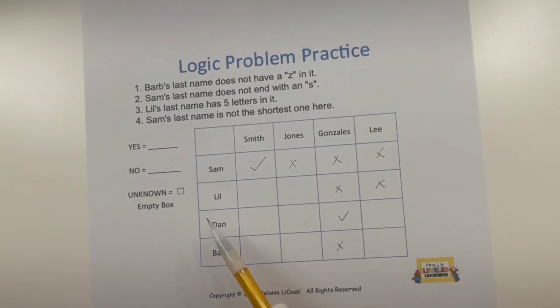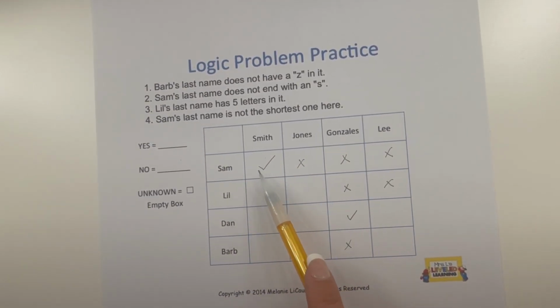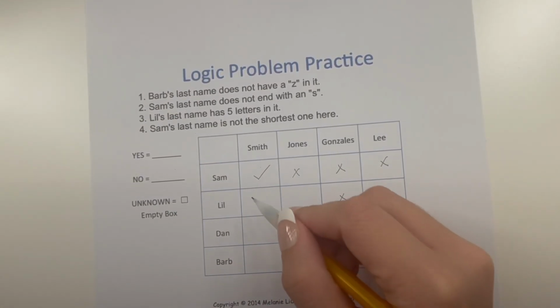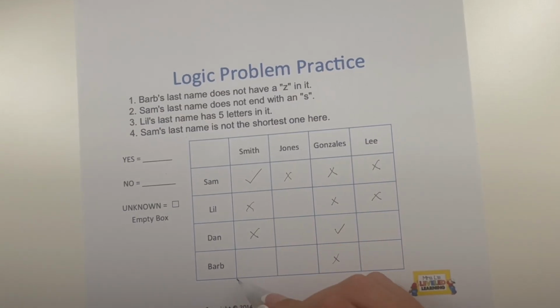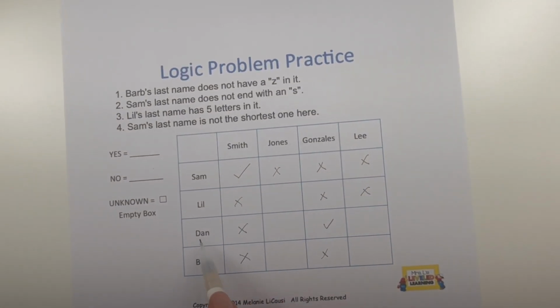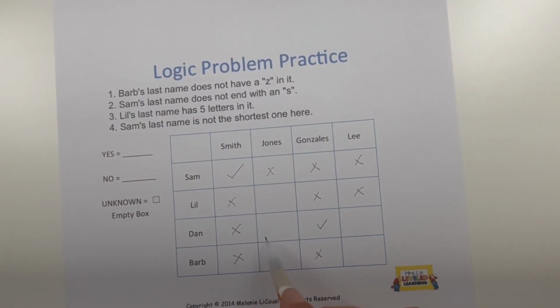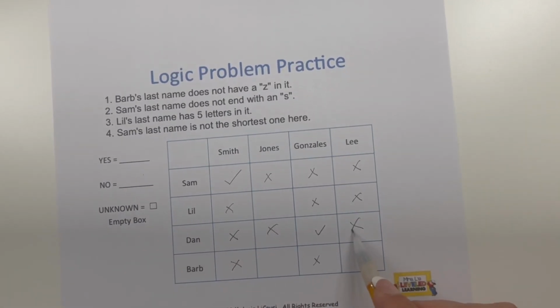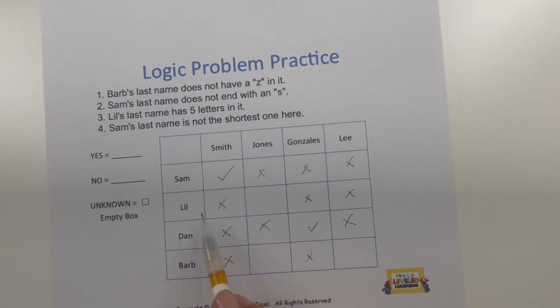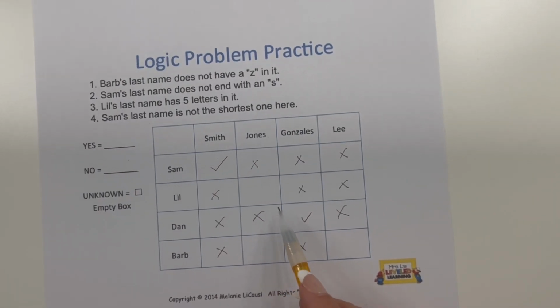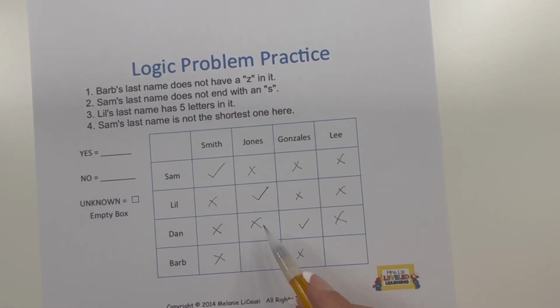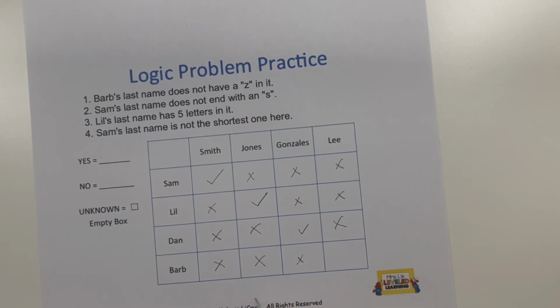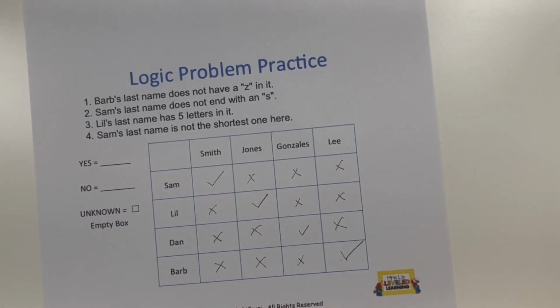So now that we know that Sam is Sam Smith, we know Lil can't be Smith, Dan can't be Smith, and Barb can't be Smith. We also know that Dan's last name is Gonzalez, so it can't be Jones and it can't be Lee. So now we see here Lil can only be Lil Jones, which means that Barb can't be Jones. Barb has to be Barb Lee.